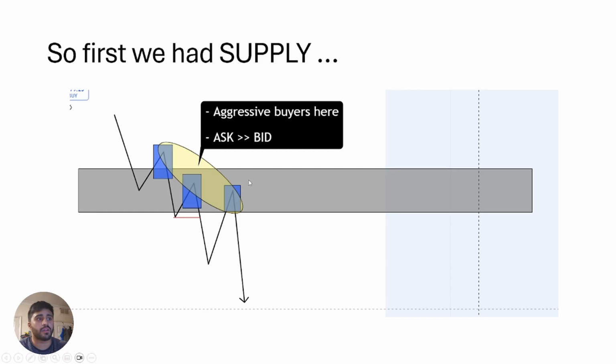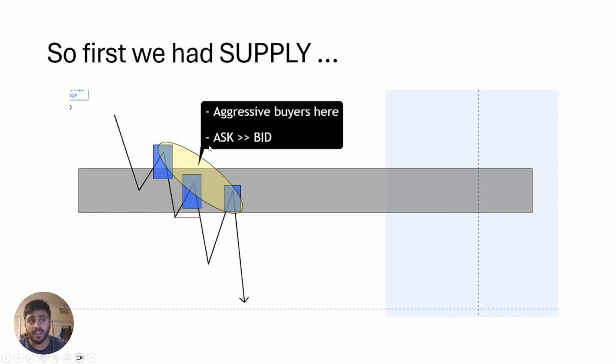The way that any supply works is you have a lot of aggressive buyers at the top of the zone, but the market is continuing to give lower lows, right? The market is continuing to break lower despite having aggressive buyers over here. That's why I put a blue box over here, right? Positive delta, positive delta, positive delta.